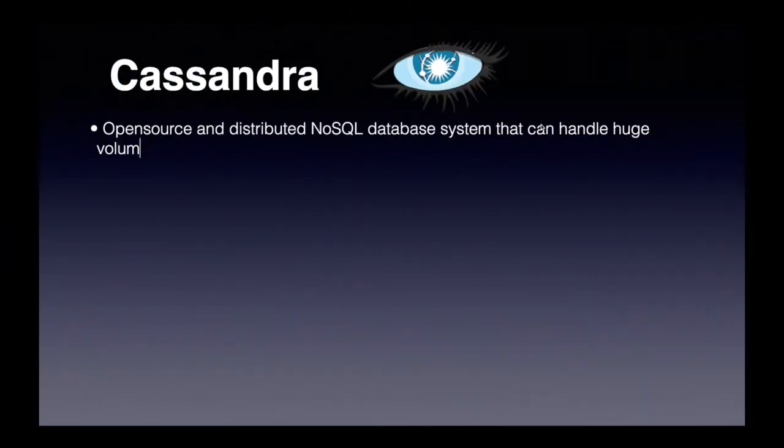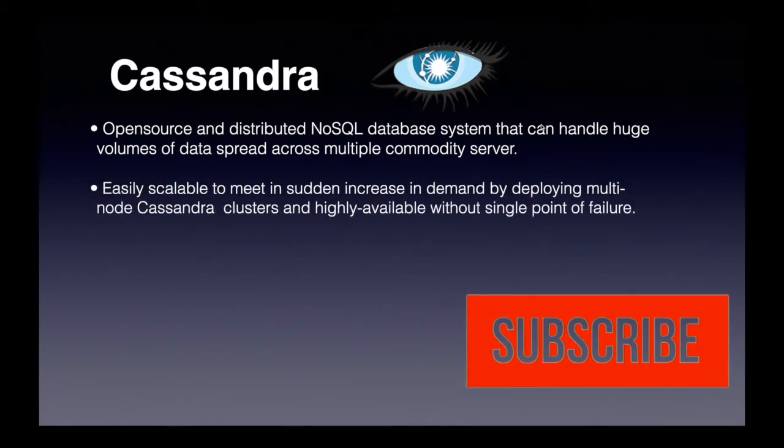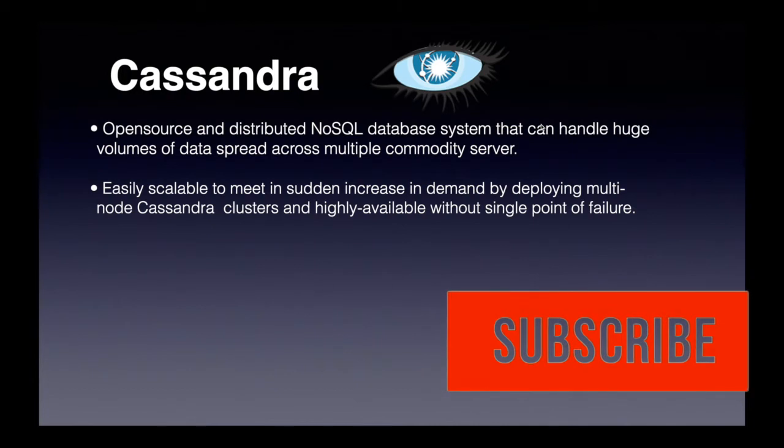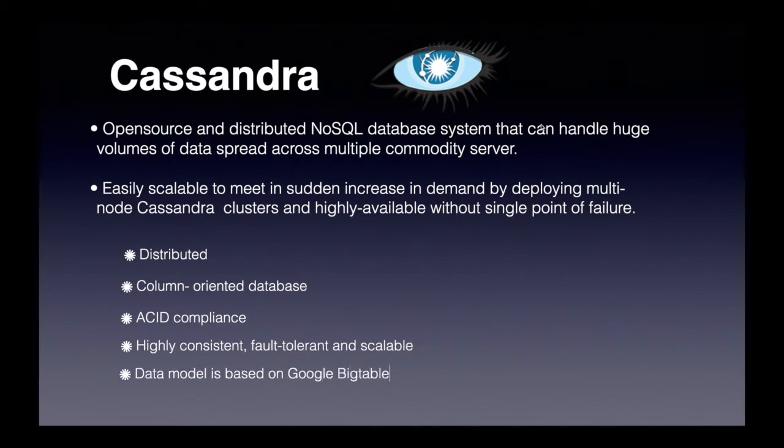What is Cassandra? Cassandra is an open source NoSQL database system that can handle huge amounts of data spread across multiple commodity servers. It is easily scalable to meet sudden increases in demand by deploying multi-node Cassandra clusters, and highly available without a single point of failure. Cassandra is a distributed, column-oriented NoSQL database, highly consistent and fault-tolerant. Its data model is based on Google Bigtable.